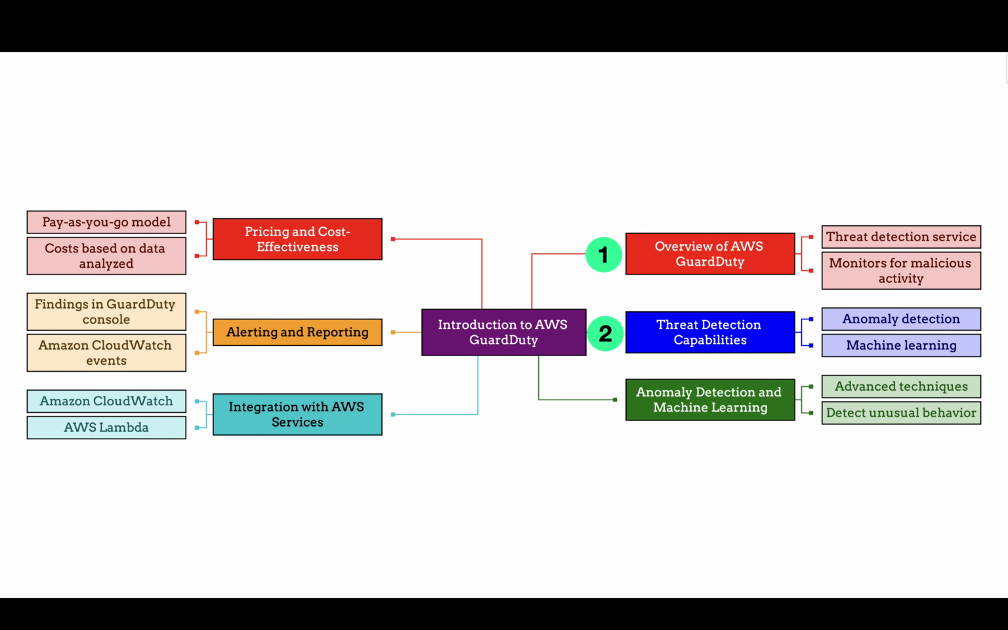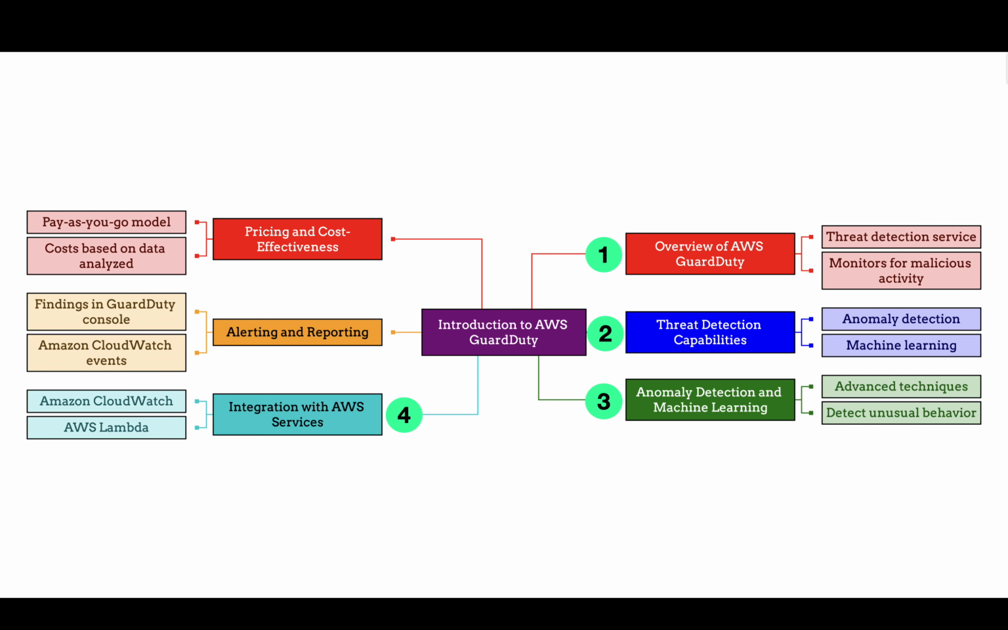2. Threat detection capabilities: utilizes various detection methods including anomaly detection, machine learning, and known threat signatures to identify potential threats. 3. Anomaly detection and machine learning: employs advanced machine learning techniques to detect unusual behavior and potentially unauthorized or malicious activity within your AWS environment.